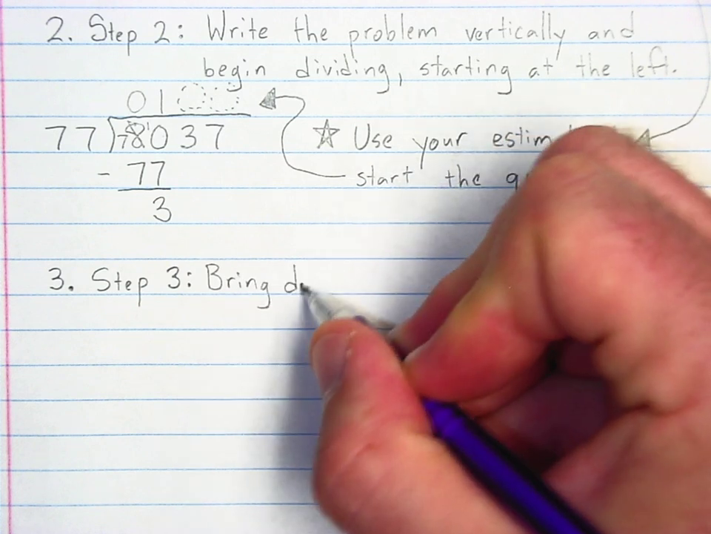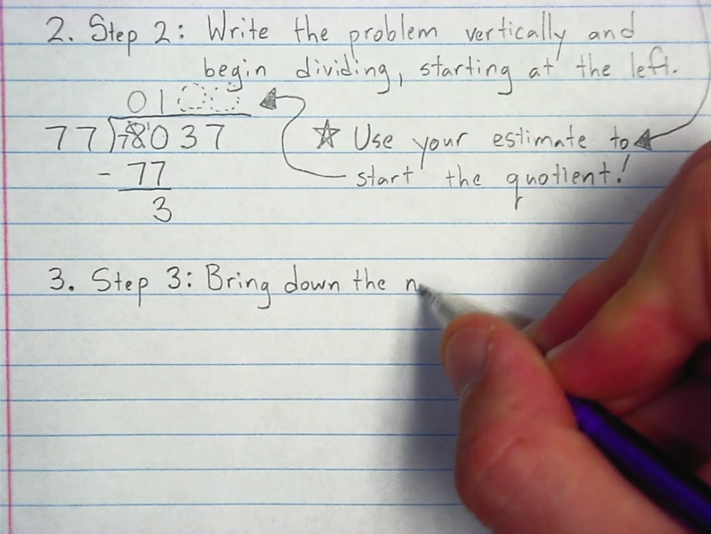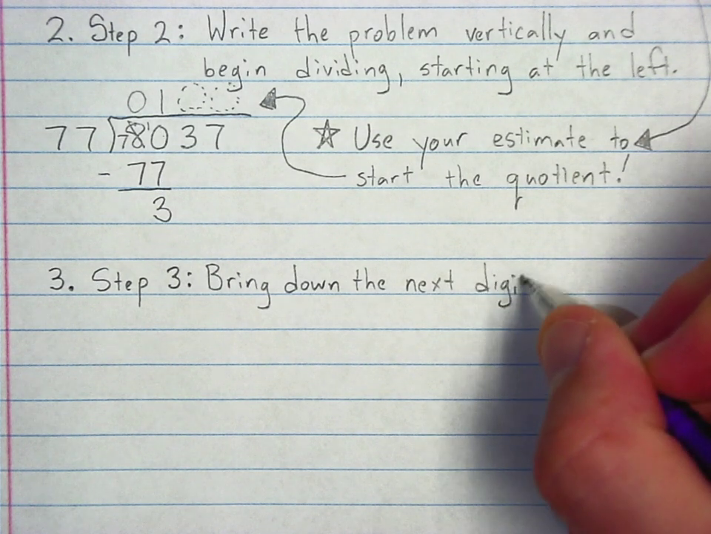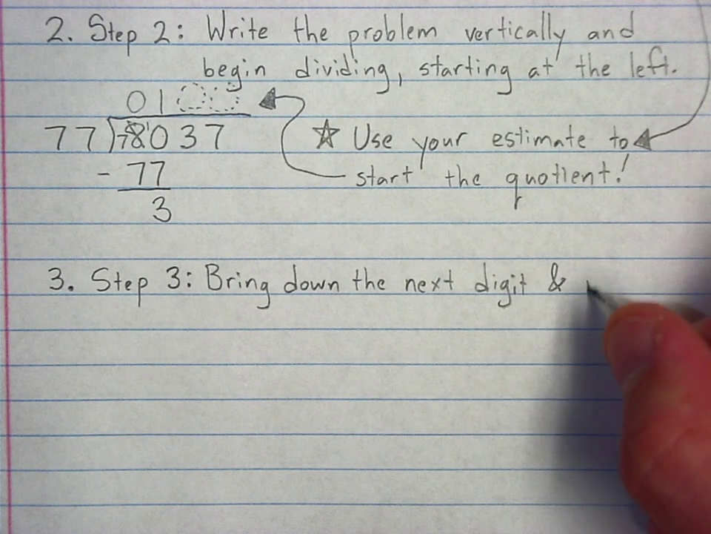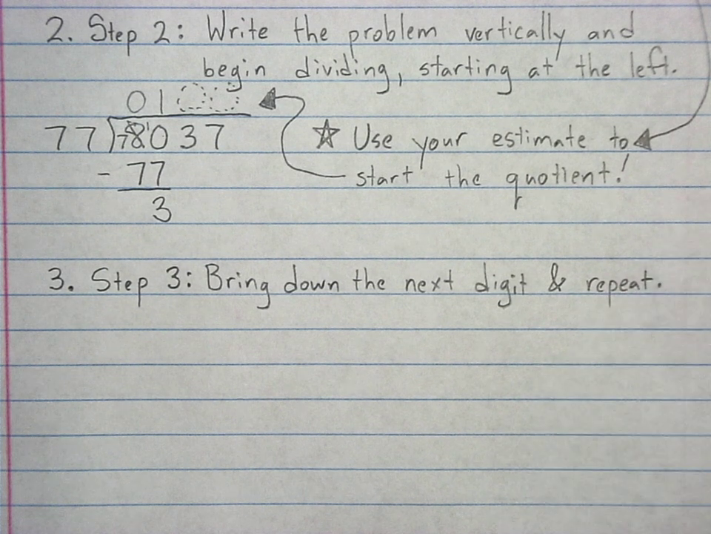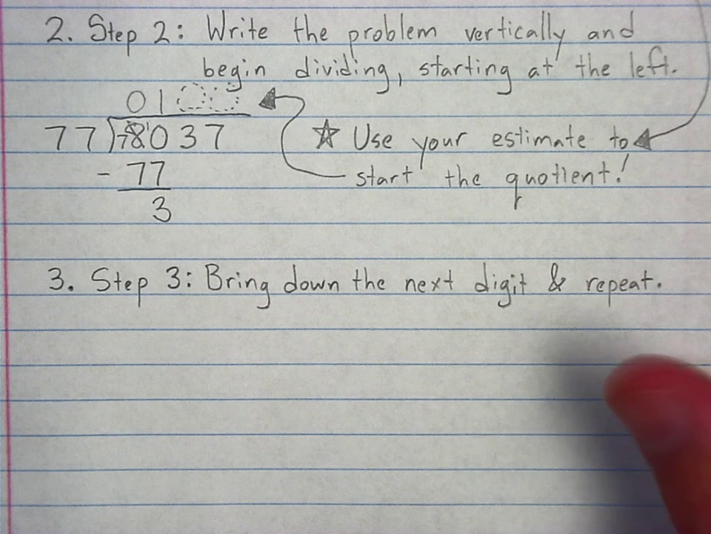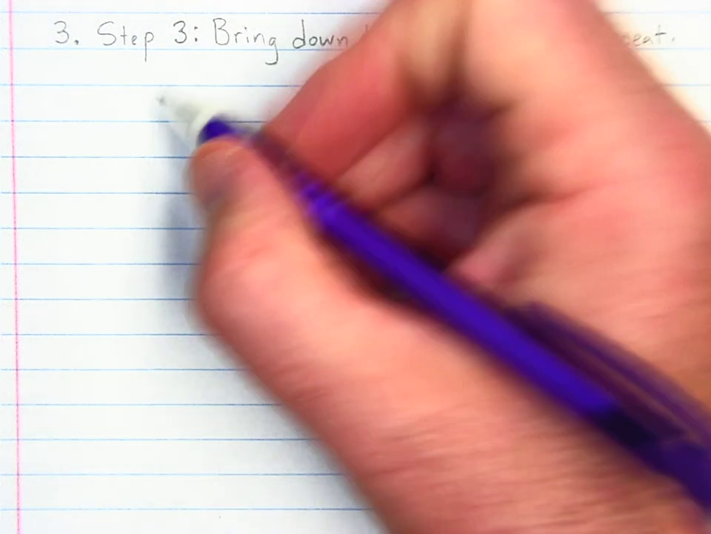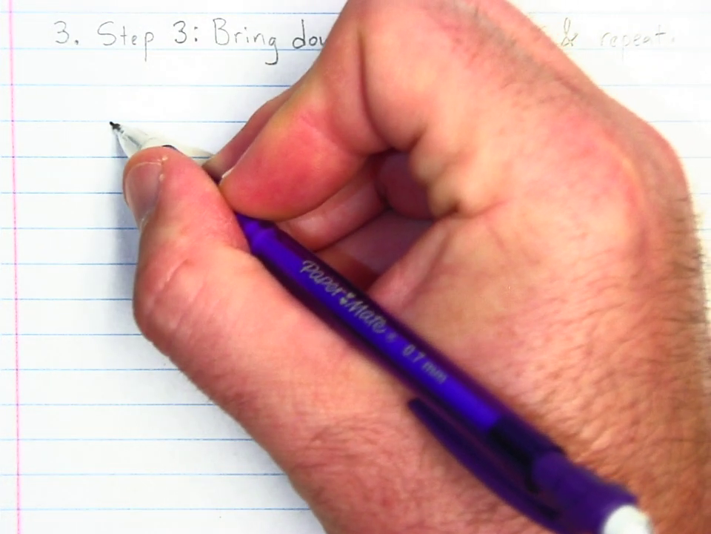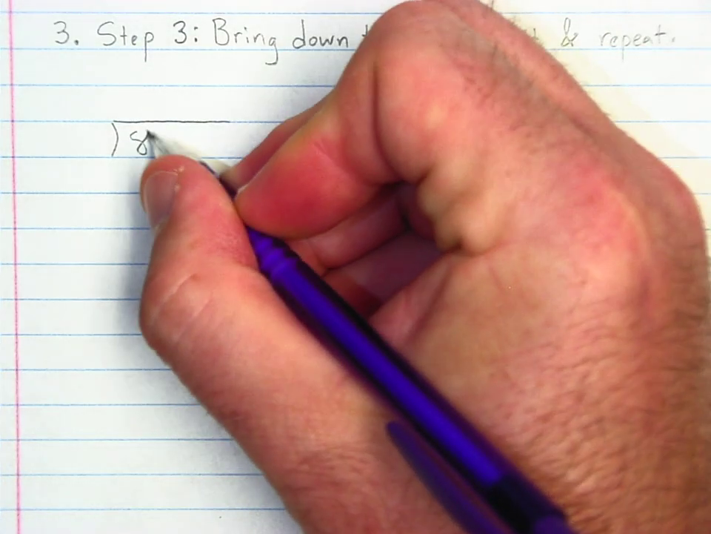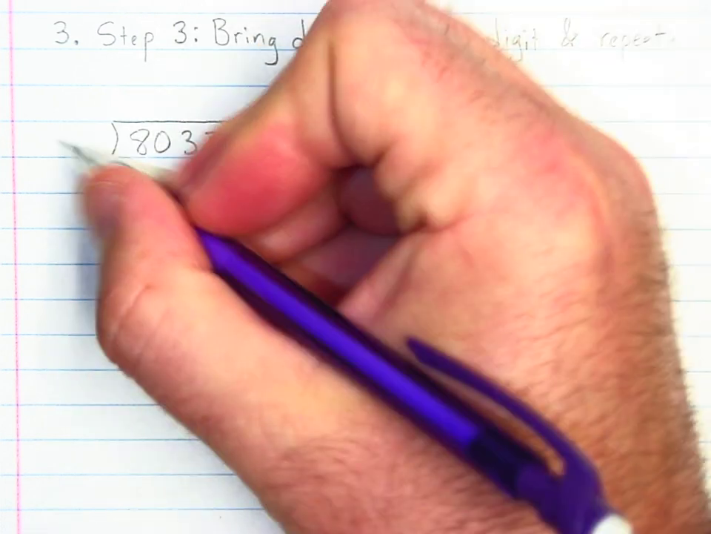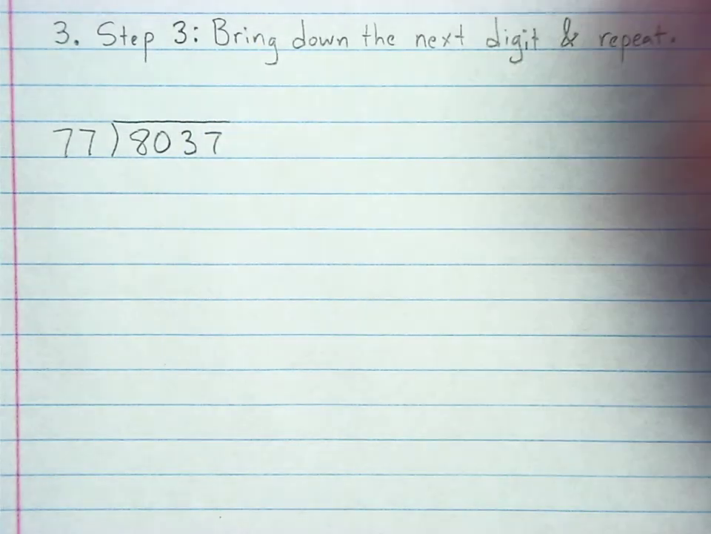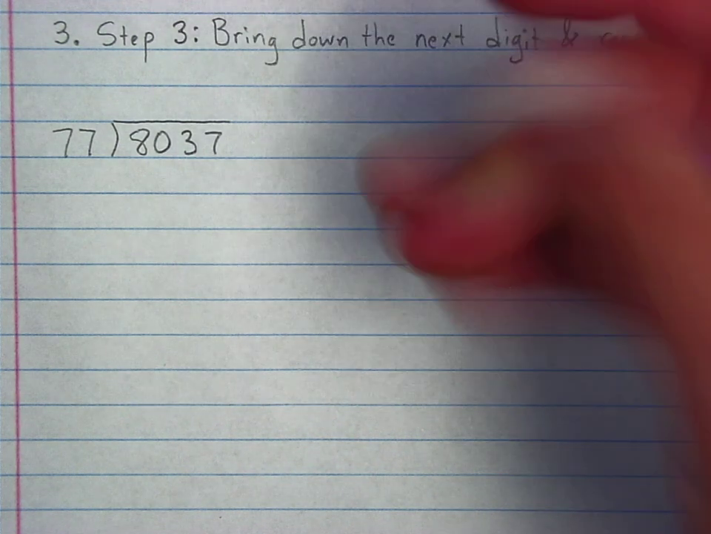Bring down the next digit and repeat. Okay. Now, I know you folks don't care for me doing this, but I'm going to rewrite the problem. Again, I want to make sure there's plenty of room. I want you to be able to see the differences from step to step. 8037 divided by 77. But obviously we can go a little faster because we've already done part of this.